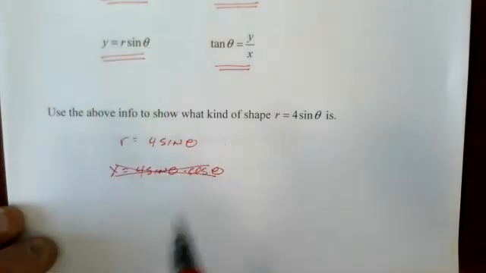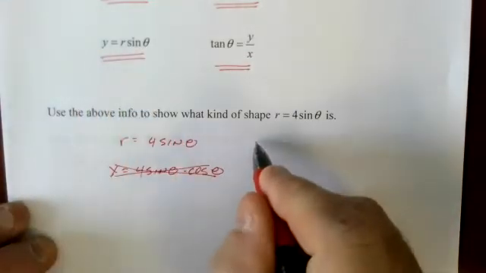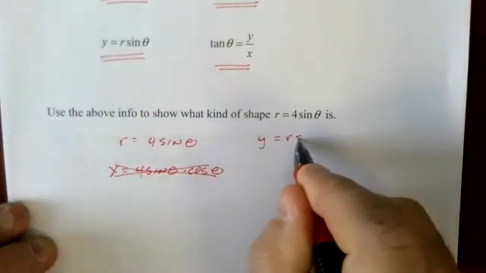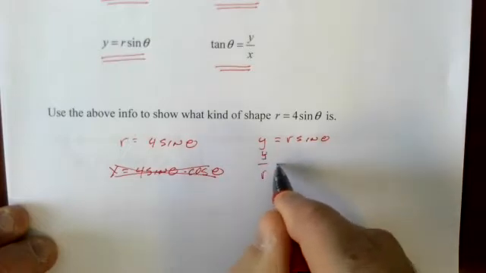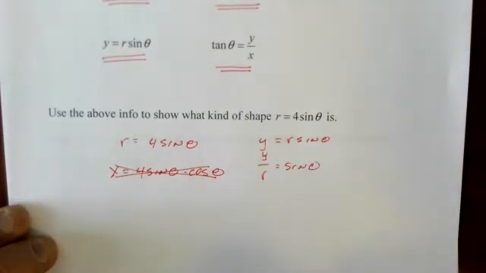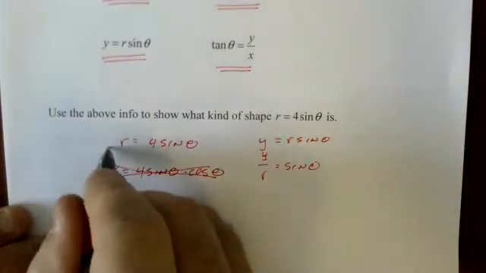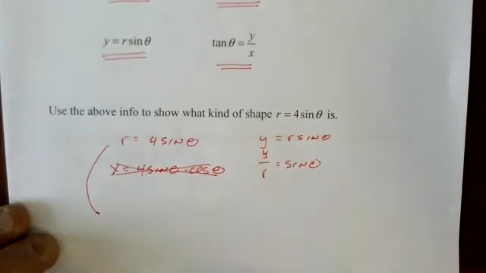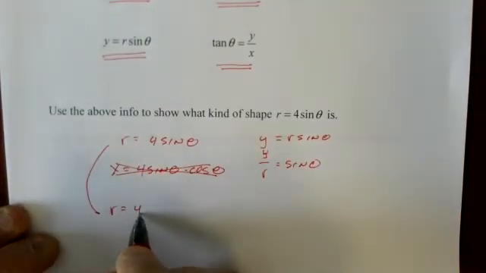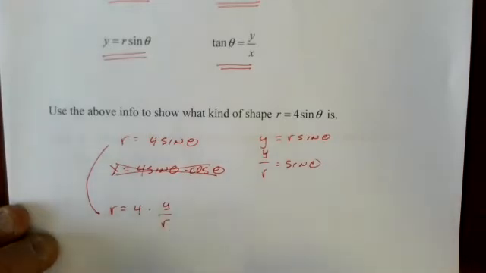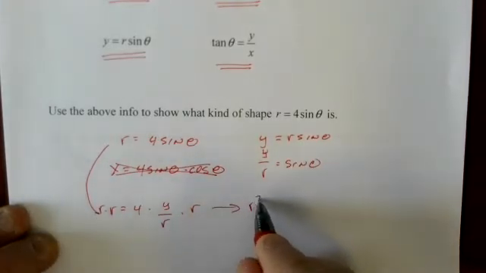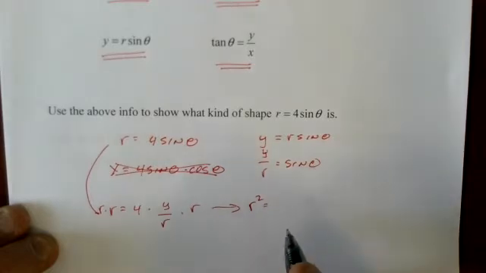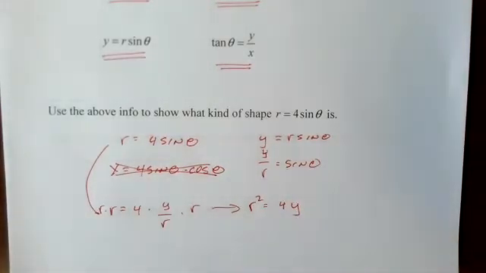Y equals r sine of theta. Yeah, I can do a substitution here. I know that y equals r sine of theta. Y over r equals sine of theta. Oh, okay, I can sub that in. Come down here. R equals 4 times y over r. Times r, times r. R squared equals 4y.